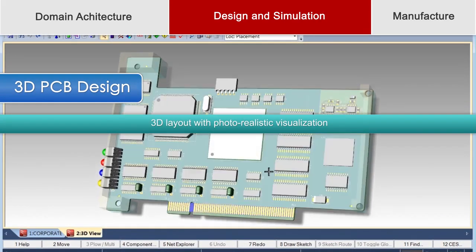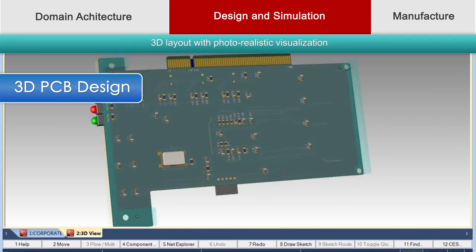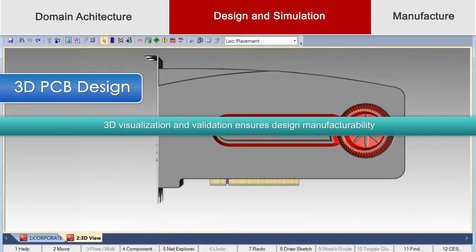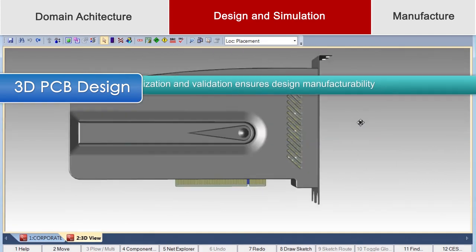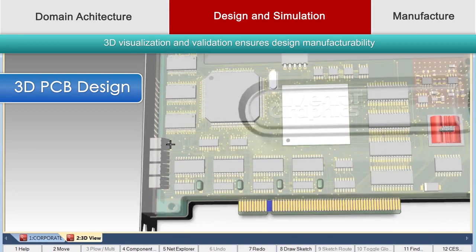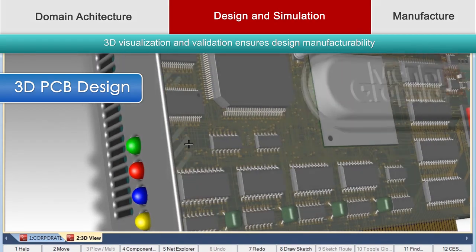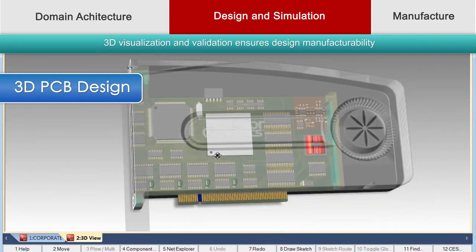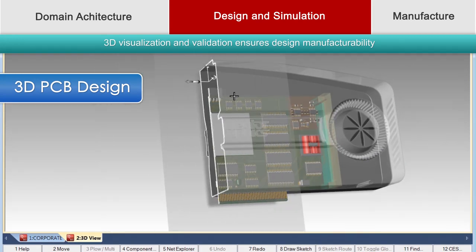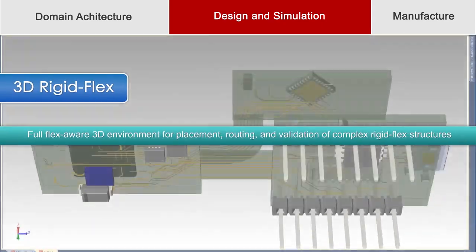True parametric and photorealistic 3D PCB layout not only accelerates PCB placement, but enables mechanical components such as enclosures, brackets, heat sinks, and even subassemblies that include other PCB designs to be imported, and identify and fix both electrical and mechanical constraints and DRC violations for true multi-board capability, making it possible to eliminate costly late-cycle redesigns.